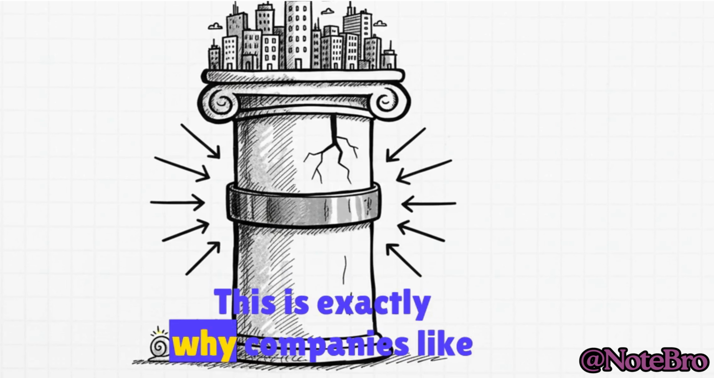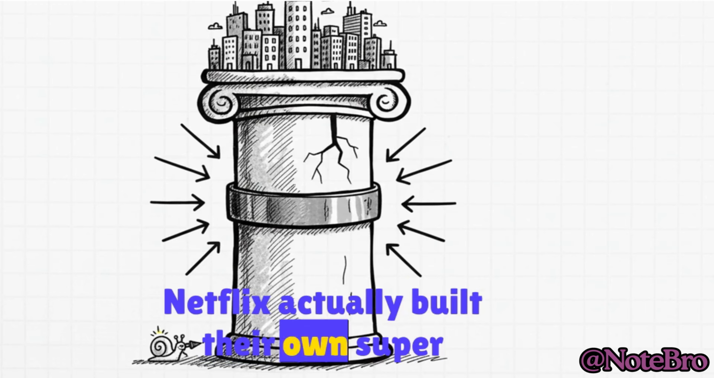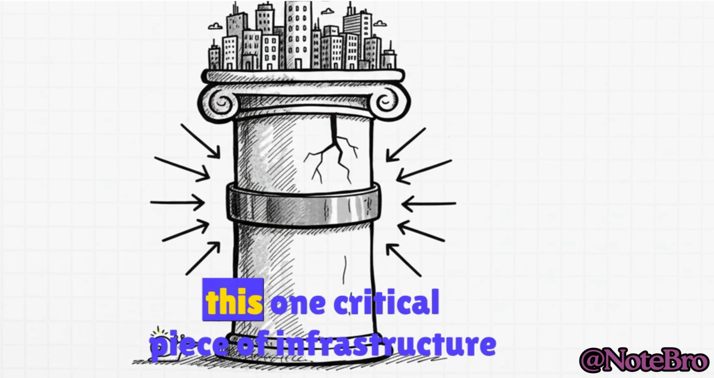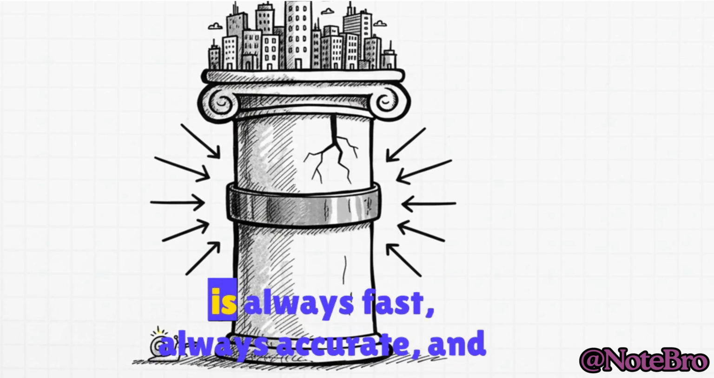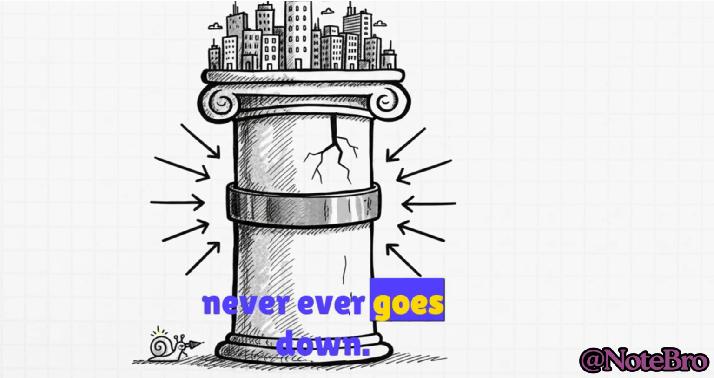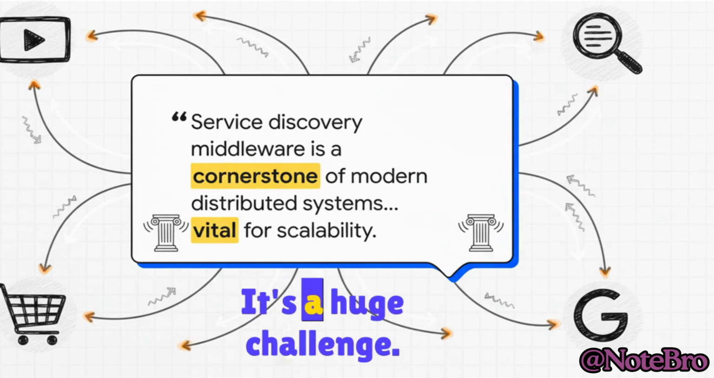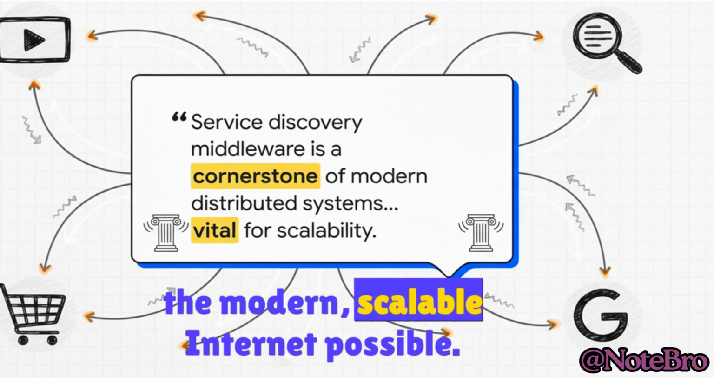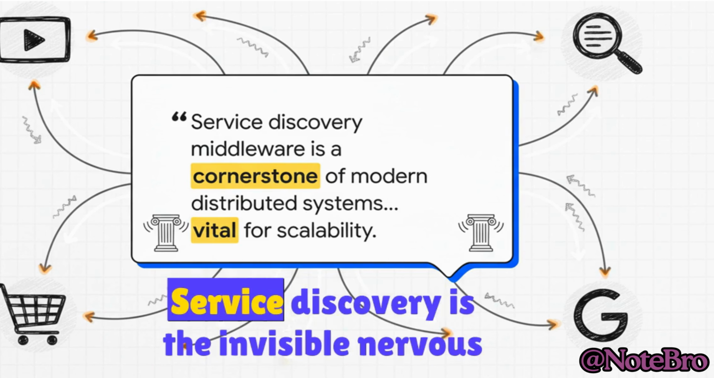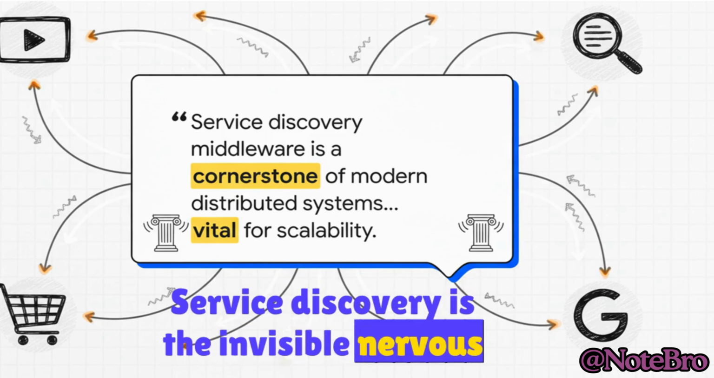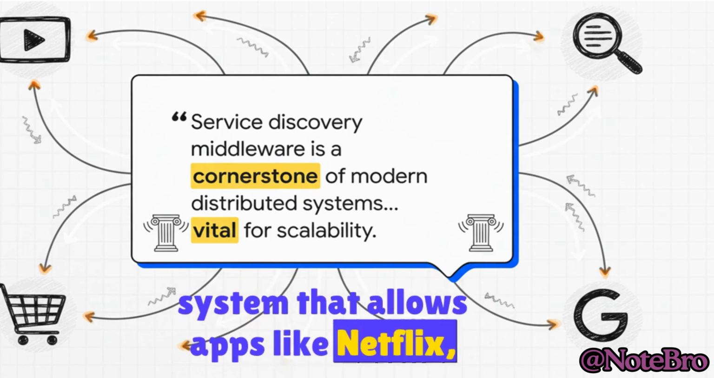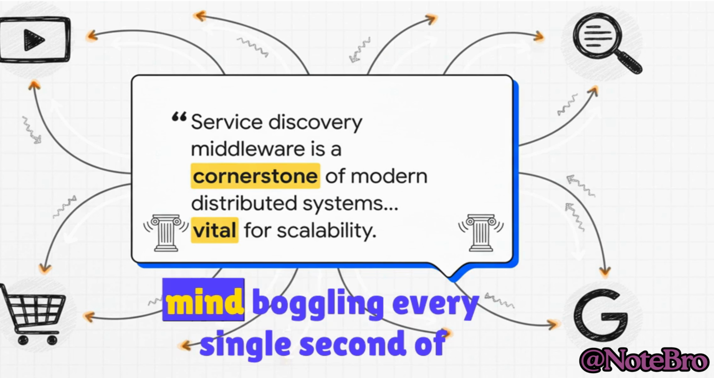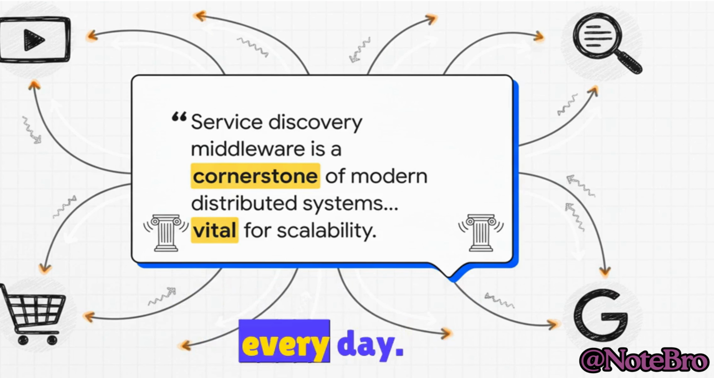This is exactly why companies like Netflix actually built their own super robust registry and why others rely on bulletproof tools to make sure this one critical piece of infrastructure is always fast, always accurate, and never ever goes down. So yeah, it's a huge challenge. But at the end of the day, this model is what makes the modern, scalable internet possible. Service discovery is the invisible nervous system that allows apps like Netflix, Amazon, and Google to operate at a scale that is, frankly, just mind-boggling every single second of every day.